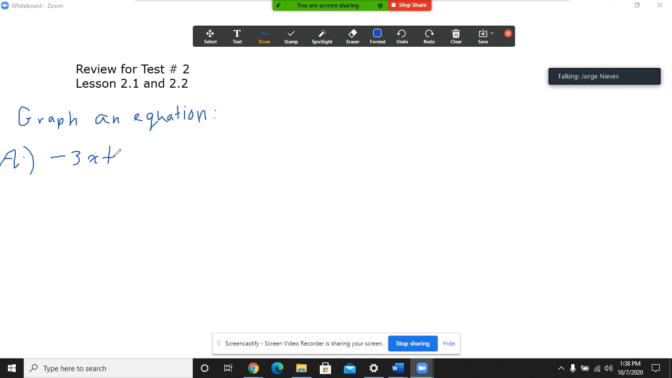Can someone tell me what's the first step I have to do to graph an equation? Excelente, okay. So it's negative 3x plus 2. Muy bien, Adriana. So we're going to make a table of values. I suggest that you always use the same basic x values: negative 2, negative 1, 0, 1, and 2.